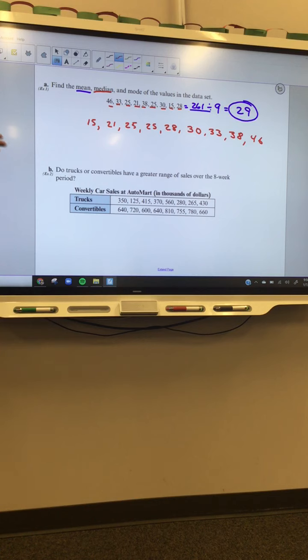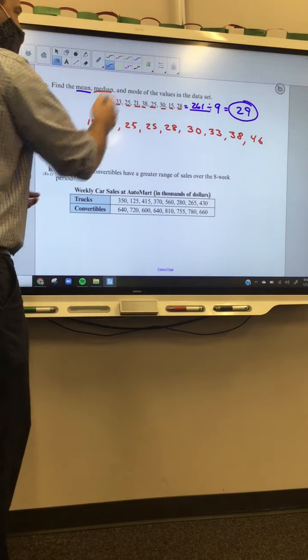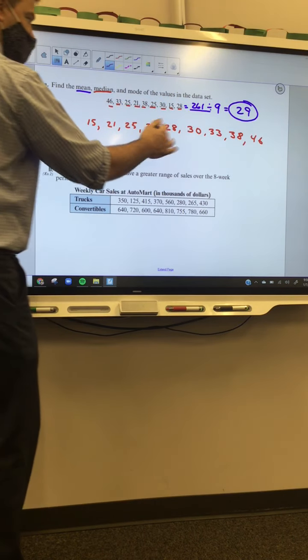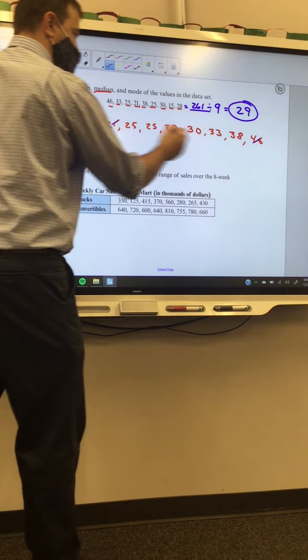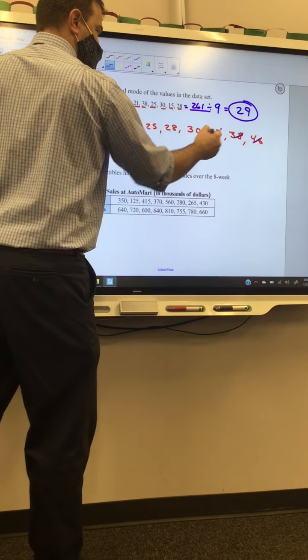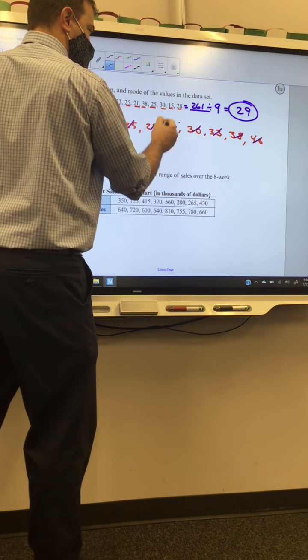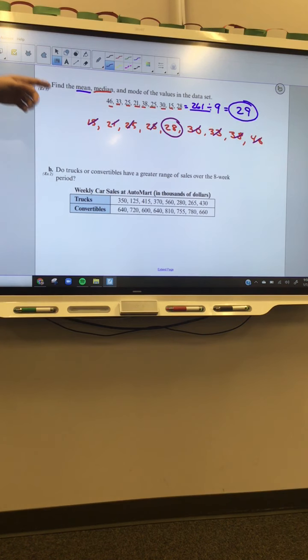Median is just the middle. What's the middle number that I have there? If you've got a long list of numbers, I like to just kind of cross off the first and last, cross off the first and last, cross off the first and last, and so on until you get to that middle number. Now this one works out pretty nicely. It's one number. Why might it not work out so nicely? Because it could be two numbers.